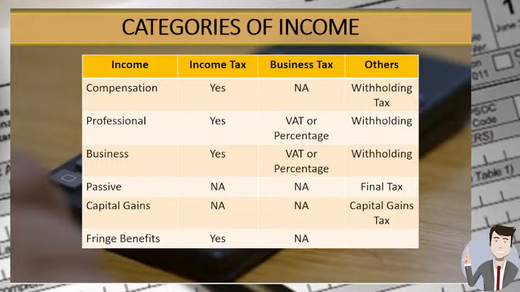Okay, so for the categories of income, on the first column we have the category of income. The second column is: is it subject to income tax? The other column is: is it subject to business tax? And if not, what taxes are applicable to that particular kind or category of income?